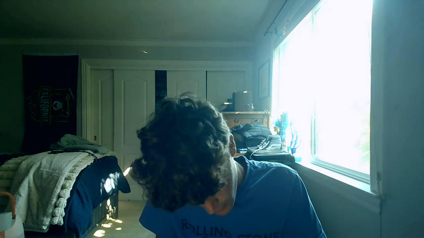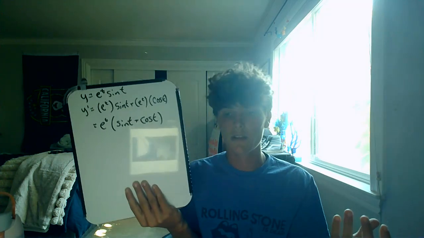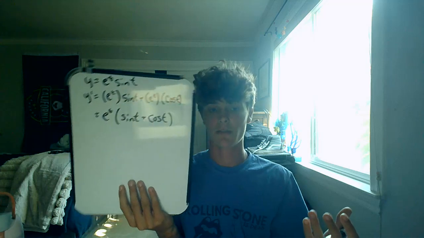Continuing. But yeah, that basically simplifies to e to the t times sine t plus cosine t. For problem 1, you could simplify because sine squared plus cosine squared, but we'll leave it at that. So my final answer would be e to the t times sine t plus cosine t. All right.